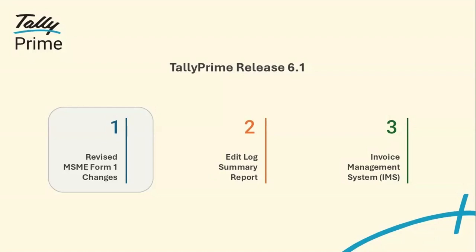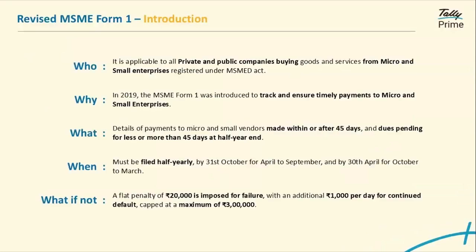Okay, fine. So let's start with the first topic, which is the revised MSME Form 1. As I know you are all domain experts, I will not spend much time on it. I'll cover only the differences. So who is covered under this Form 1? Definitely all the public and private limited companies who are buying from micro and small enterprises are supposed to generate MSME Form 1. It was conceptualized in 2019.